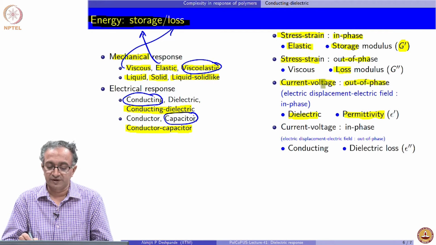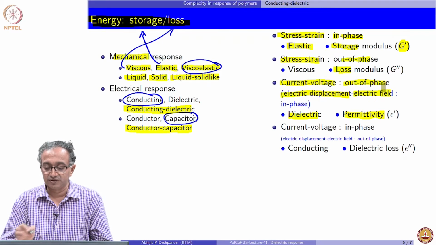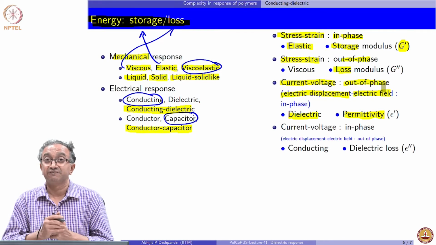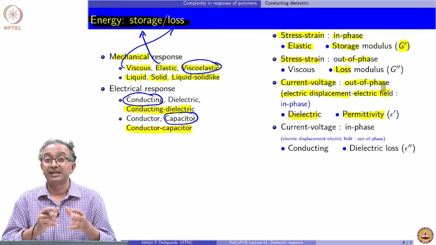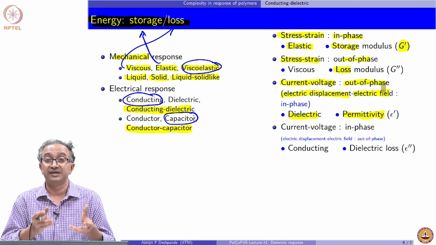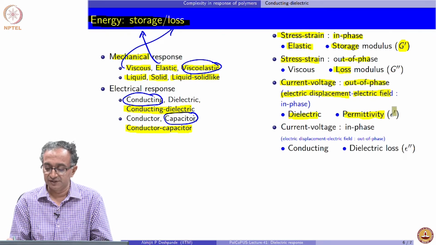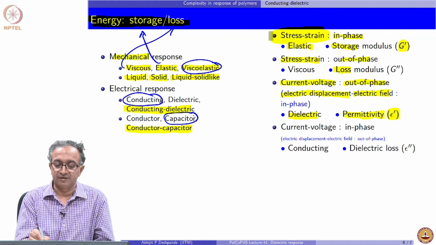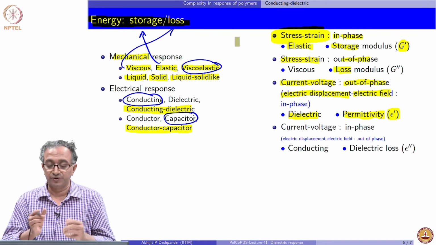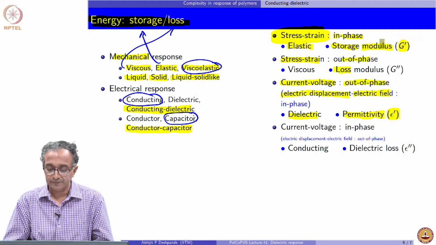Formally, instead of talking about current and voltage, we define the variables of interest as electric displacement and electric field. Some of you may not be familiar with them, so you can read a little bit about them. In fact, these two are proportional to each other in a linear or perfect dielectric, and the proportionality constant is permittivity, just the way stress and strain are related linearly by Hooke's law, and the proportionality constant is called the modulus.